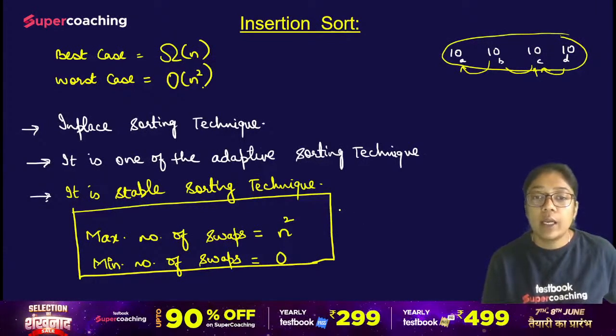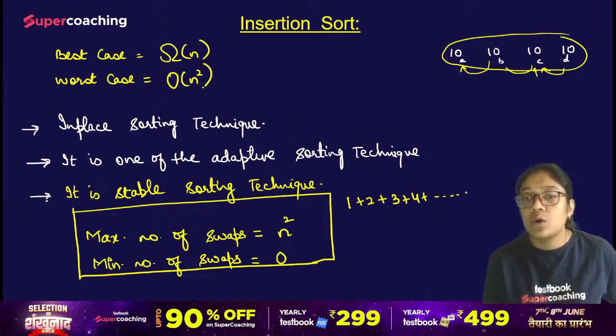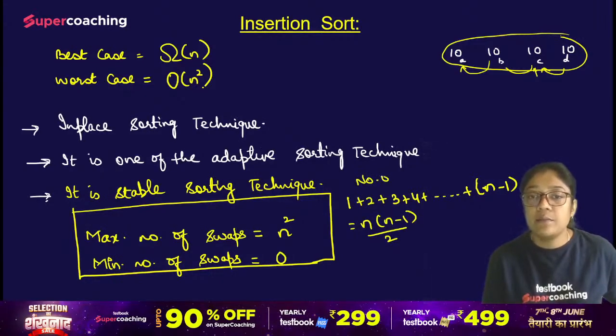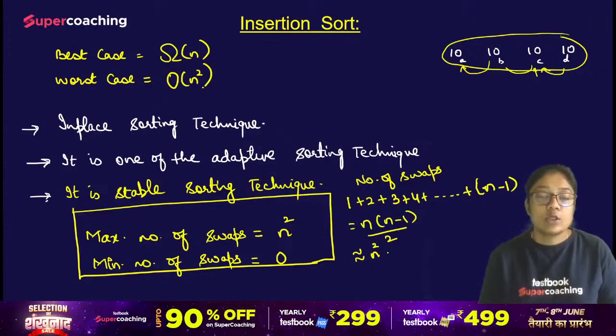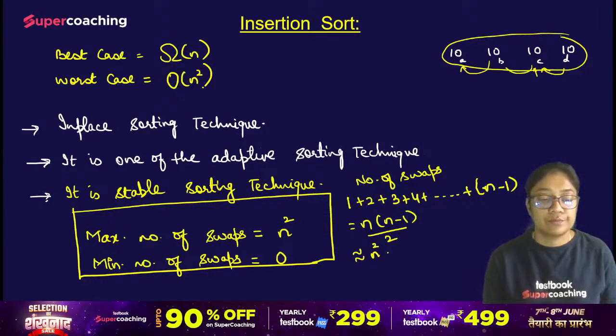Pass 1 में we were getting one swap. In pass 2 we were getting 2 swaps, 3 swaps, 4 swaps, and so on up to n minus 1. So this was nothing but n into n minus 1 divided by 2. I'm talking about the number of swaps. Same happened with the number of comparisons. Number of swaps are approximately n squared. So this is all about insertion sort. Anyone having any doubt in insertion sort? किसी को कोई doubt?